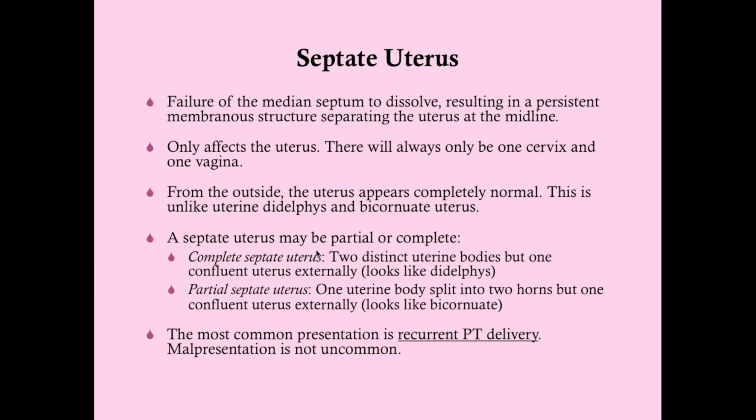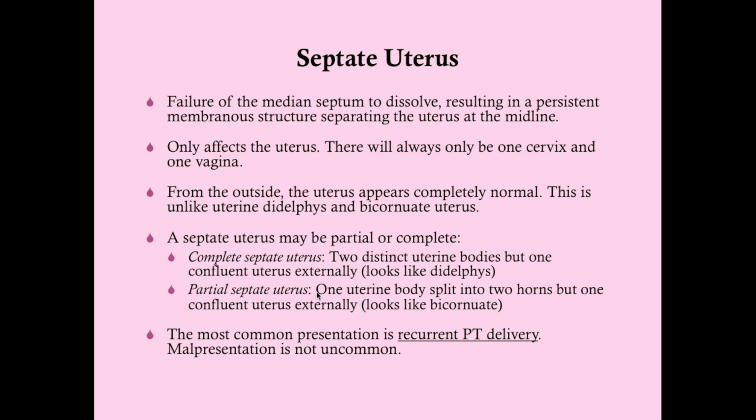A septate uterus may be partial or complete, and really that's pretty inconsequential. It just is saying how far the septum goes down. So a complete septate uterus will look a lot like didelphys if you were to do hysterosalpingogram, but like I said, if you were to do laparoscopy, you would see this is quite clearly a septate uterus because you have a normal appearing uterus. So you have two distinct uterine bodies, but one confluent uterus externally, and certainly you have one cervix and one vagina.